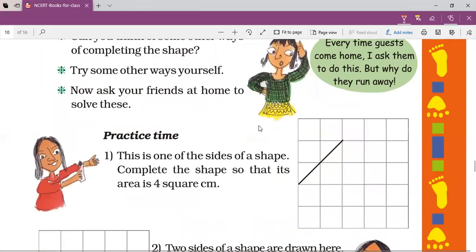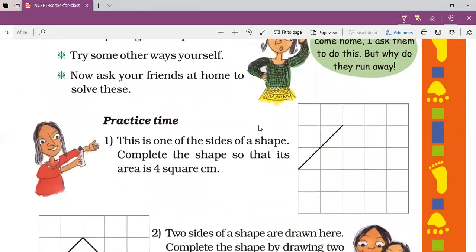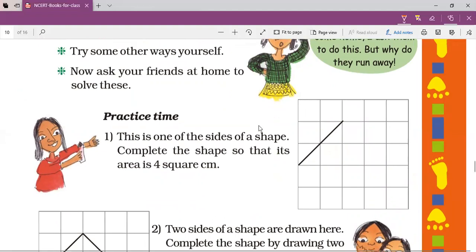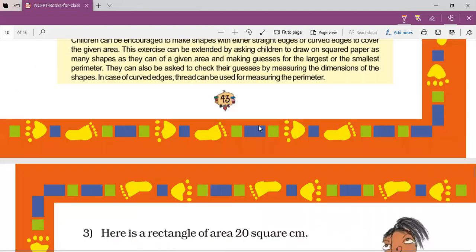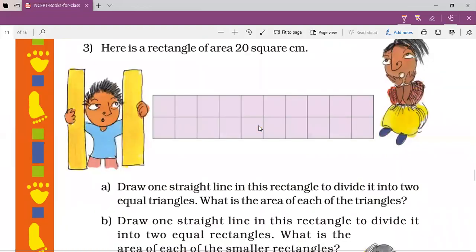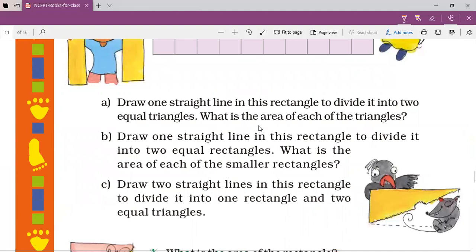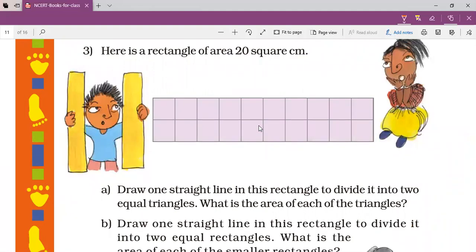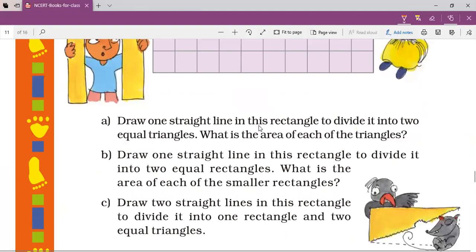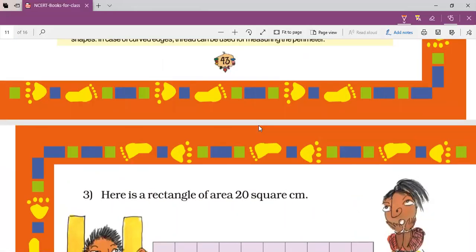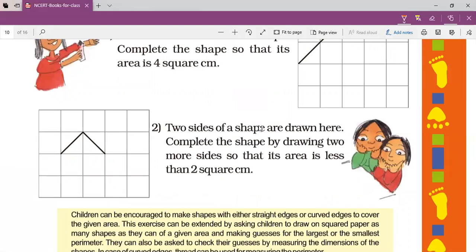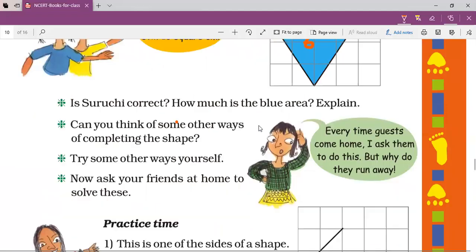Next, practice time. All these questions you have to solve in your notebook. Practice time question number 1, 2, and from page number 44, question number 3. Solve these questions in your notebook. Question number 3, A, B, C. All the questions you have to solve in your notebook, and they are similar to whatever I have taught you before. So I will not explain practice time here. You have to do these on your own.